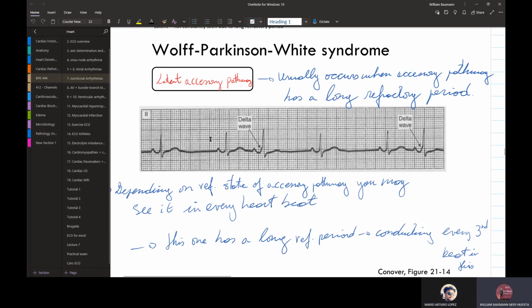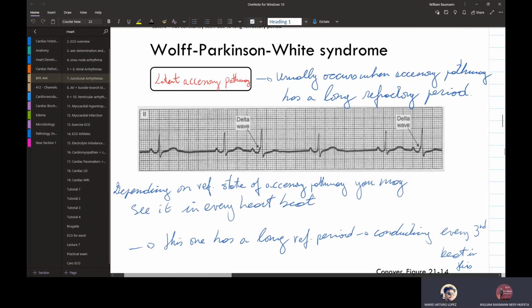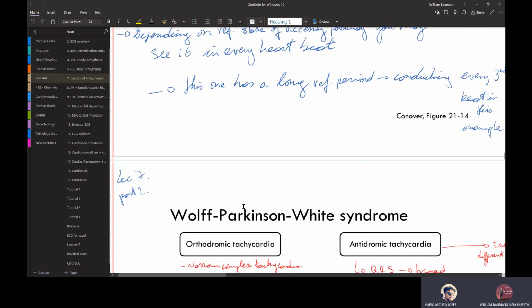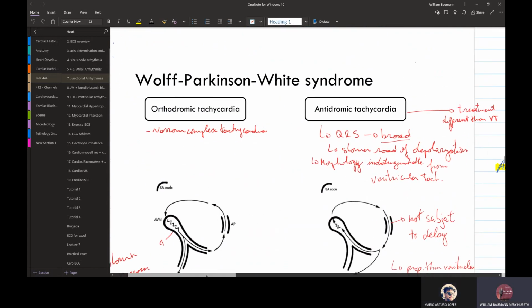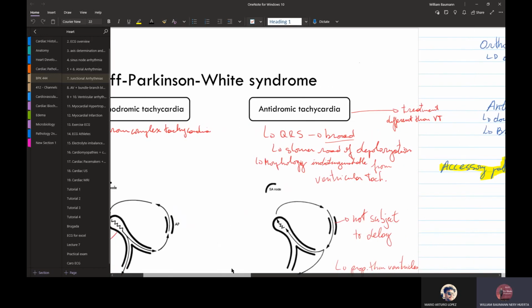So in this case, like we see here, 1, 2, 3, we have one. 1, 2, 3, we have one. So this one has a long refractory period conducting every third beat. Does that make sense? Okay, and so I think that is the main thing about Wolff-Parkinson-White syndrome.